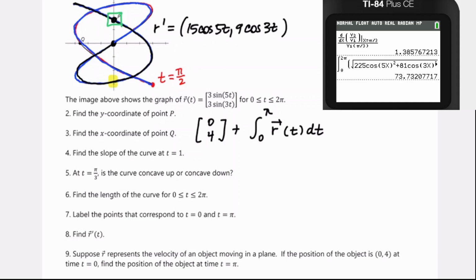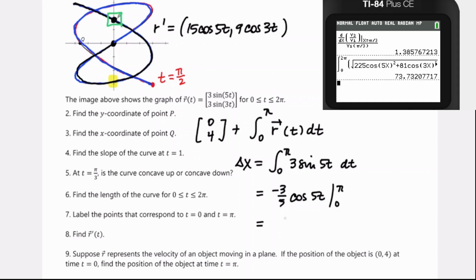Now the integral of r of t is just going to be integrating 3 sine of 5t and 3 sine of 3t. I'm wondering if this is going to come back with no change in position, but it'll be all right. All right, so the change in x is going to equal the integral from 0 to pi of 3 sine of 5t dt, which is going to equal negative 3/5 of the cosine of 5t as t runs from 0 to pi.